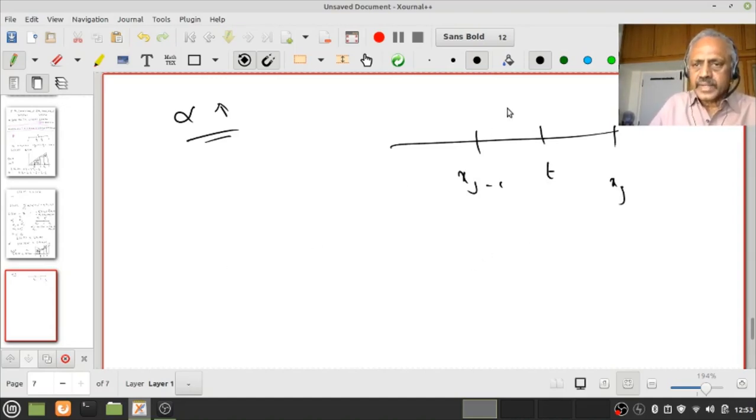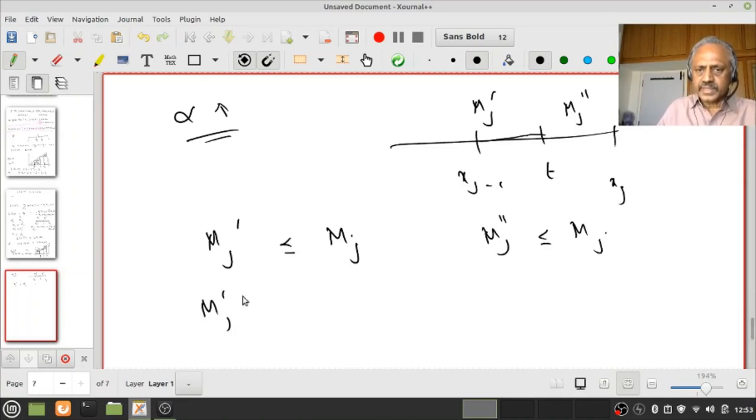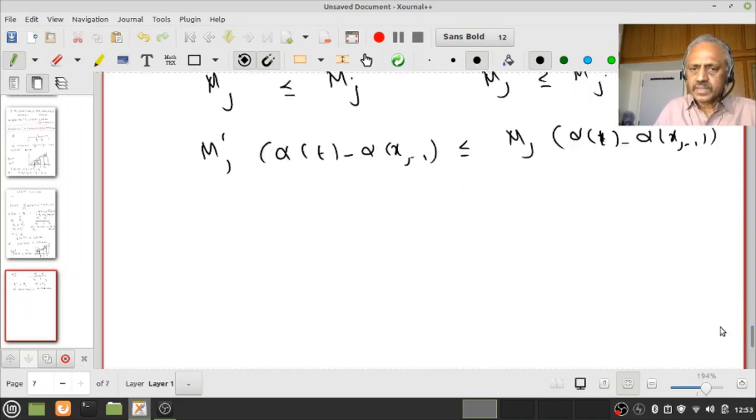Right, now again let us define mj dash, mj double dash. Then what is the relation between mj dash and mj? This is the least upper bound of the function f over the values assumed in this interval, therefore mj dash will be less than or equal to mj, and similarly mj double dash is less than or equal to mj. Therefore mj dash into alpha t minus alpha xj minus 1 will be less than or equal to mj into alpha t minus alpha xj minus 1, and similarly for mj double dash.